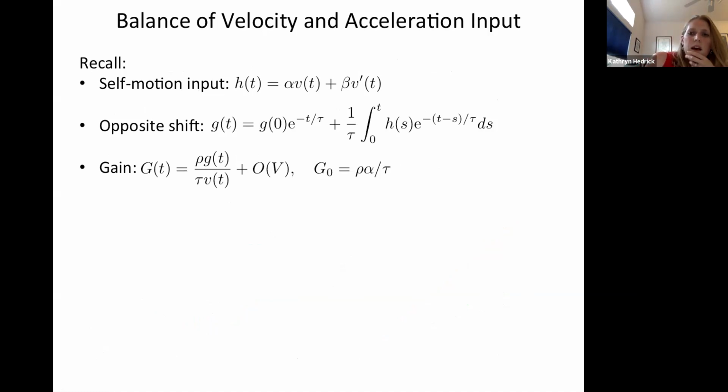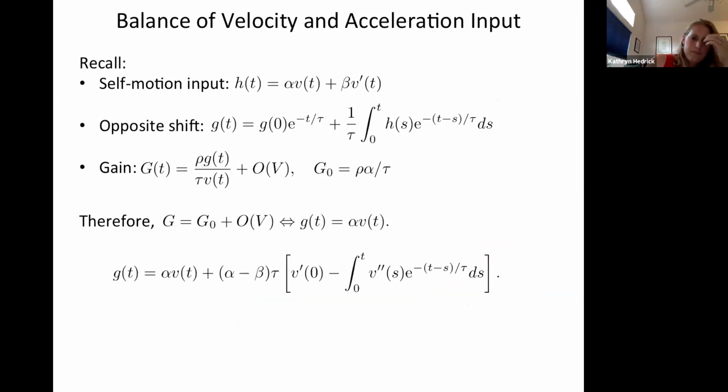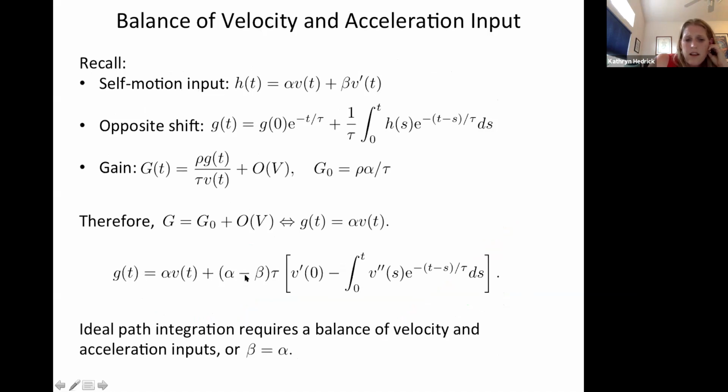Okay, so moving on to a time varying velocity input. If we go back to this gain equation, we see that we have this G of t divided by V of t. And in order to have G naught as rho alpha over tau, we need G to be alpha V. So going back to this equation and using integration by parts, we find that our equation G looks like this, where it has this alpha minus beta term here. And so we conclude from this that ideal path integration, in order to have that constant G naught, requires a balance of velocity and acceleration inputs, or beta equals alpha.